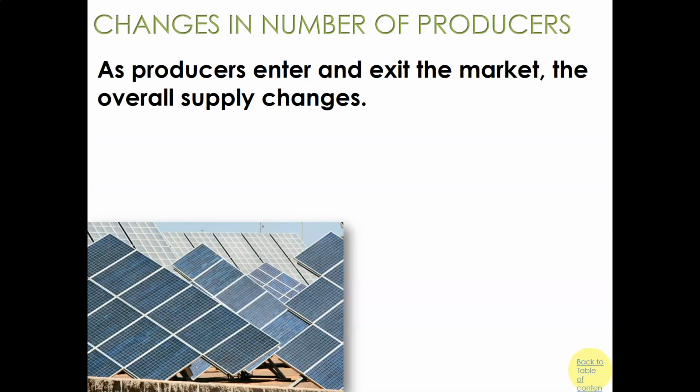And changes in the number of producers. If you simply have more producers entering and exiting the market, key terms there, by the way, entering and exiting, those will come up again in Chapter 13 on the perfectly competitive model, then the overall supply is going to change, isn't it? With more producers, the supply curve will shift to the right. With fewer producers, the supply curve will shift to the left.